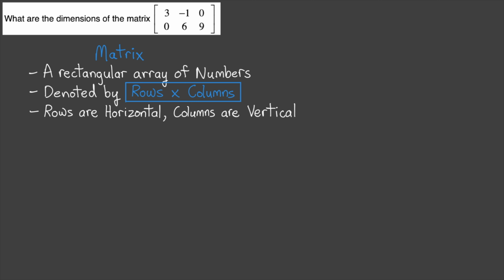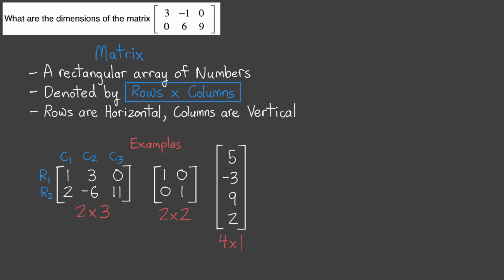So let's take a look at some examples of three different matrices and their dimensions. The first one here, we have one row here. Remember, rows are horizontal. So one row, and here's row 2. So there's 2 rows, and then we have 3 columns, 1, 2, and 3. So this is a 2 by 3, meaning rows by columns.